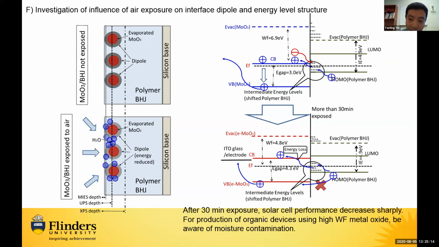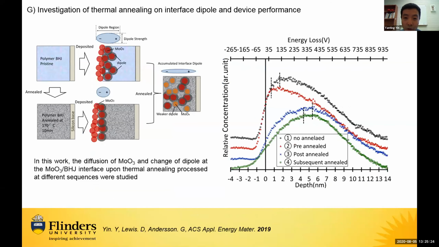Unfortunately, we don't have the device performance, but we are trying to obtain some device performance to support our argument. Another work we have done is also based on the dipole system. This is thermal annealing. We do 4 different types of samples. The first one, we don't do any annealing, just put moly oxide on the polymer BG. The next one, we pre-anneal the bulk heterojunction at about 150 degrees and put moly oxide on. The third one, we put moly oxide on first and anneal the whole structure together.